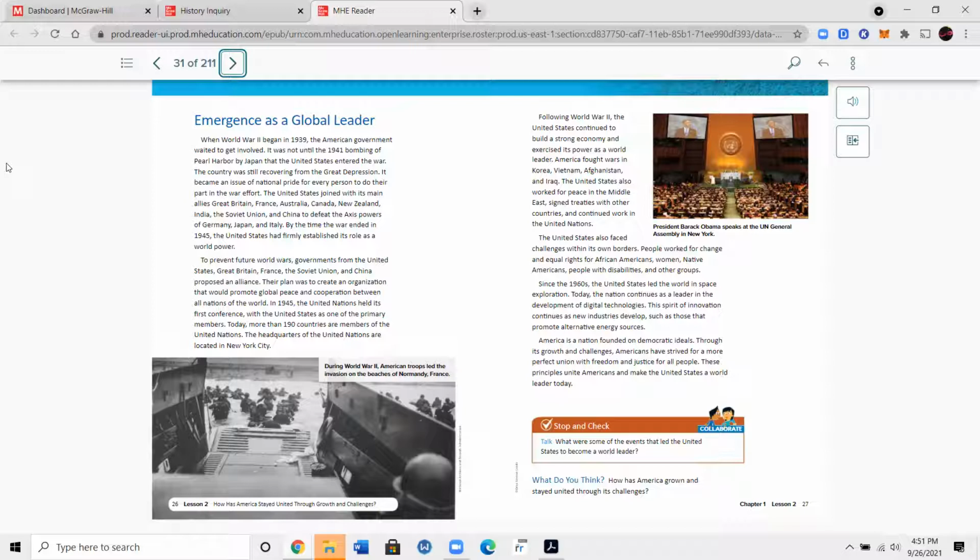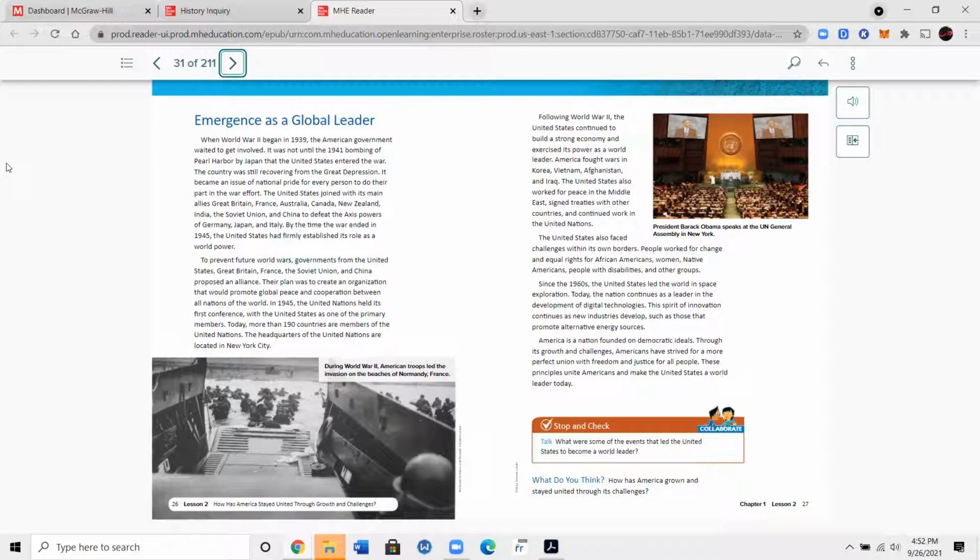Following World War II, the United States continued to build a strong economy and exercised its powers as a world leader. America fought wars in Korea, Vietnam, Afghanistan, and Iraq. The United States also worked for peace in the Middle East, signed treaties with other countries, and continued to work in the United Nations. The United States also faced challenges within its own borders. People worked for change and equal rights for African Americans, women, Native Americans, people with disabilities, and other groups.